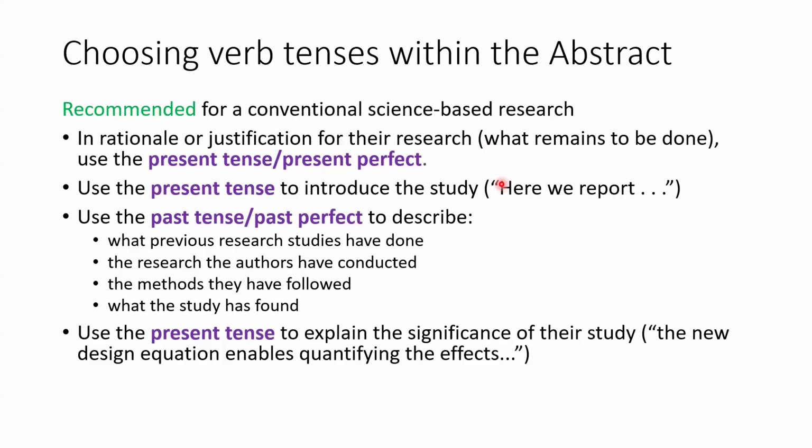And then use past tense or past perfect to describe what previous research has done, how you have conducted your methodology, and what you have found. All should be in the past tense, right? What earlier research has found, what methods you have followed, and what your study uncovered. All these should be in the past tense.